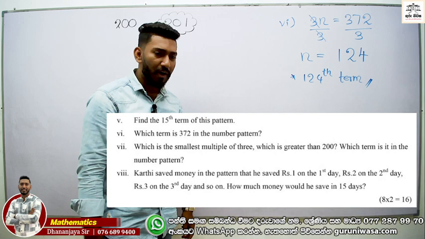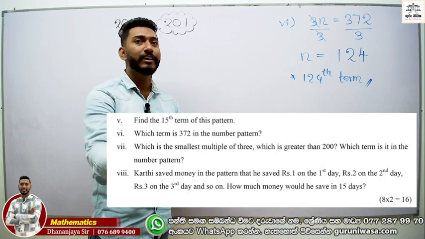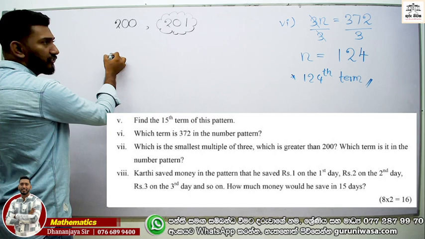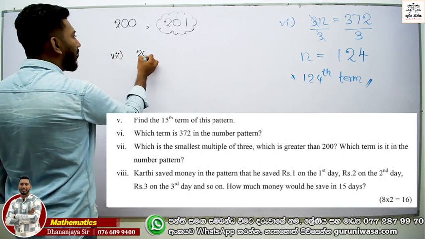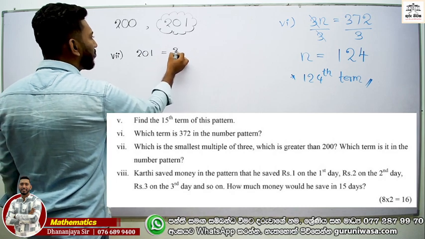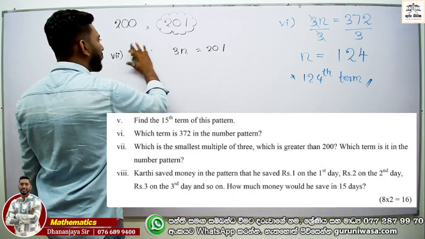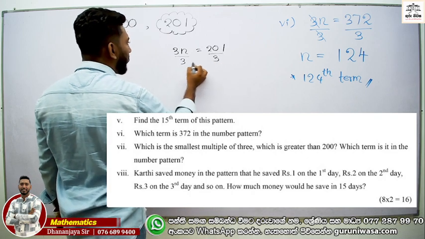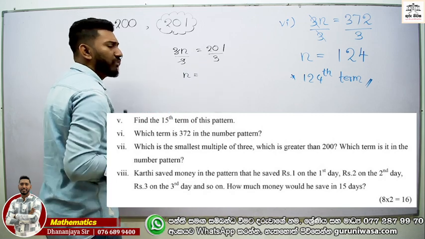Right. Now which term is 201 in the number pattern? Again you need to write the answer. This is question number 7. 201 needs to equal 3n. 201. Then මොකද වෙන්නේ? Need to divide by 3. Now n is equal to 201 divided by 3. We cannot divide 2 by 3.